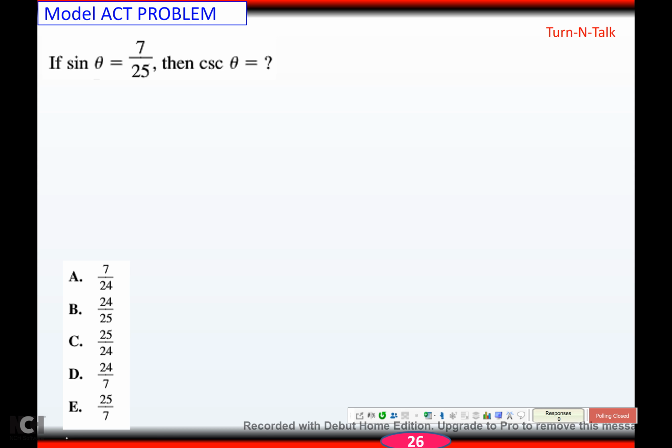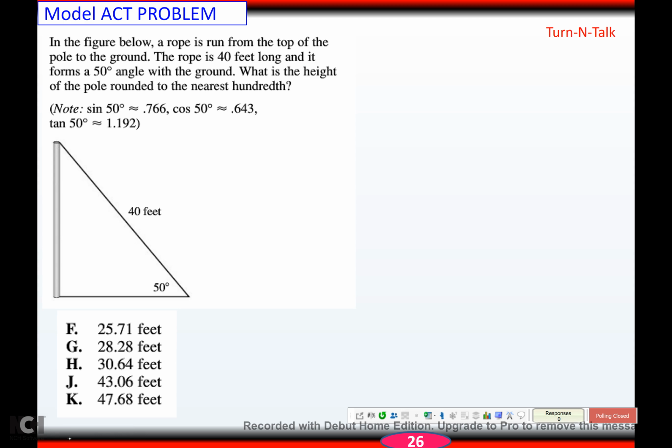All right, try this one. Hit pause. Come back when you're ready. And hopefully you got 25/7. Sine and cosecant are reciprocals to each other. So if you know sine, all you got to do to get cosecant is flip it over. Done. Okay, try this one. Hit pause. Come back when you're ready.